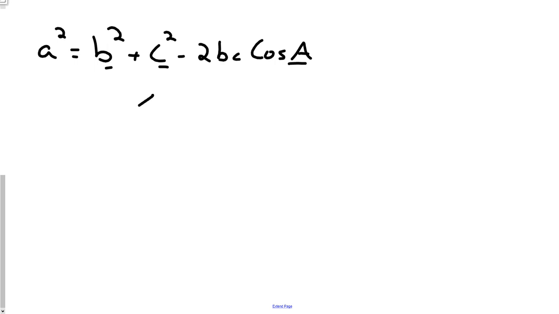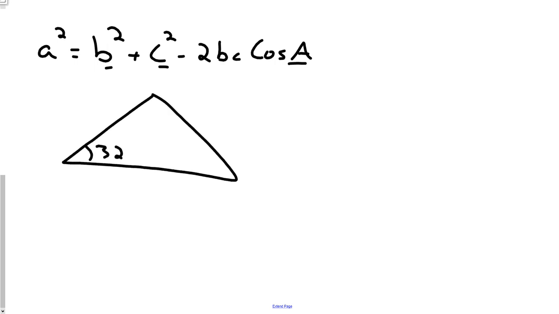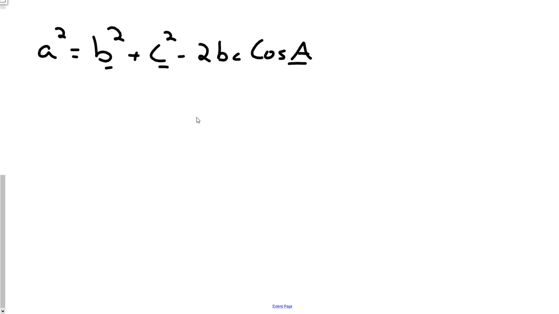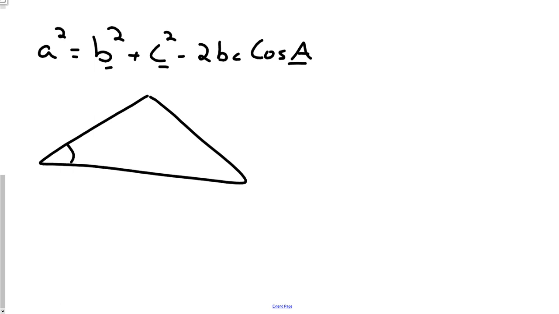Say I had a triangle like this. Oh, that's wrong. Oh no. Try this one more time. 55, 58, 32, and 40.